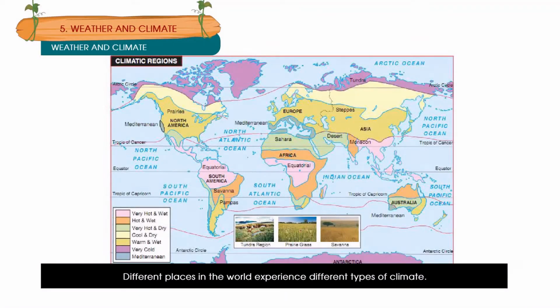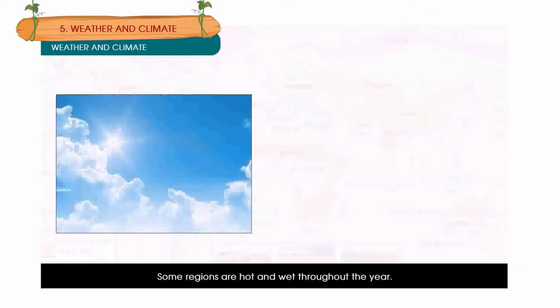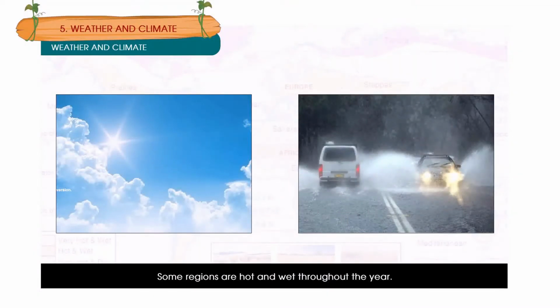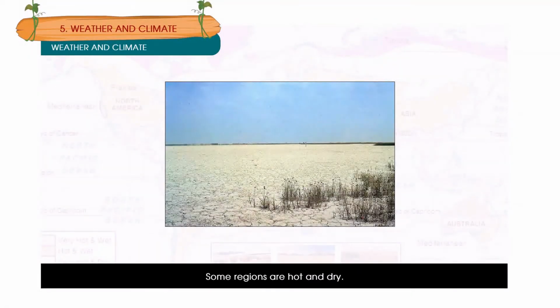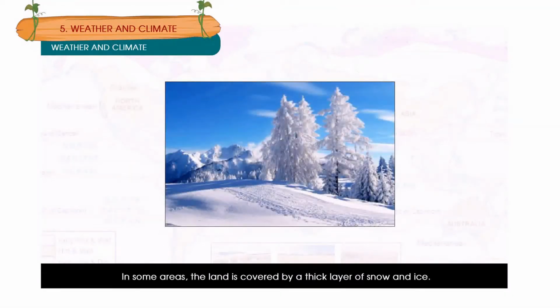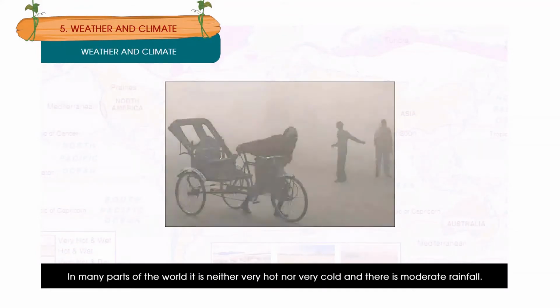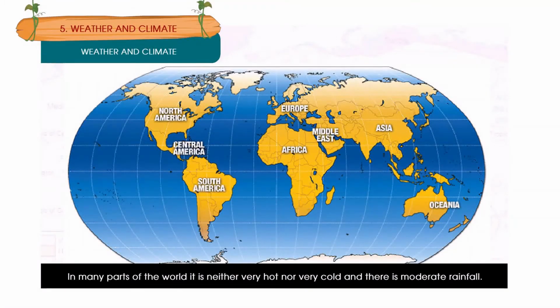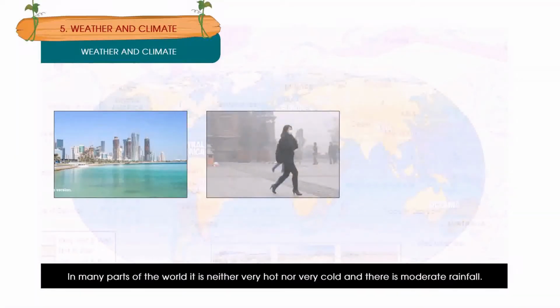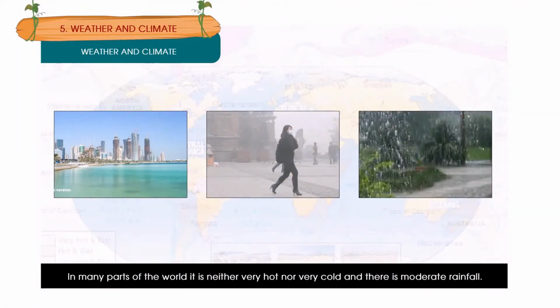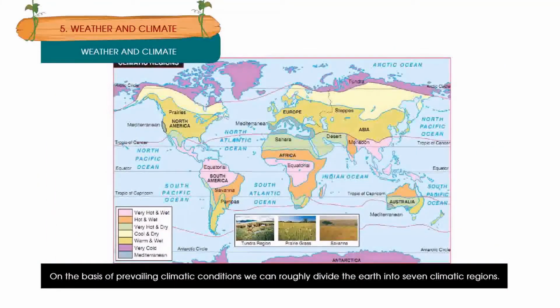Different places in the world experience different types of climate. Some regions are hot and wet throughout the year. Some regions are hot and dry. In some areas, the land is covered by a thick layer of snow and ice. The climate is cold in such areas. In many parts of the world, it is neither very hot nor very cold, and there is moderate rainfall. On the basis of prevailing climate conditions, we can roughly divide the Earth into 7 climatic regions.